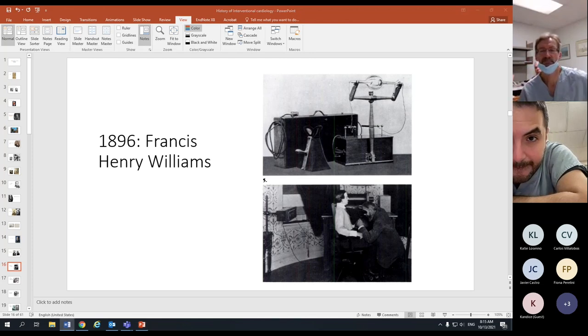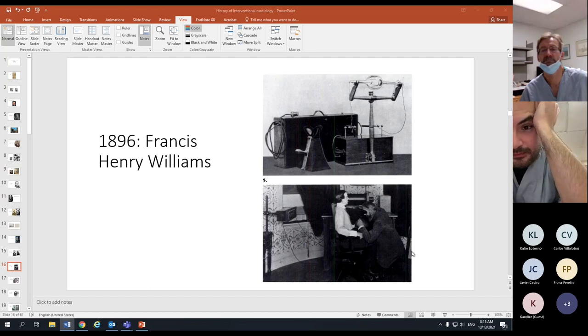And following his discovery, it was within the next year that the first fluoroscopic images of a beating heart were recorded by Francis Henry Williams in 1896. And he's seen here recording an image of one of the subjects with a portable fluoroscopic setup. And the opportunities of x-ray imaging continued to advance.